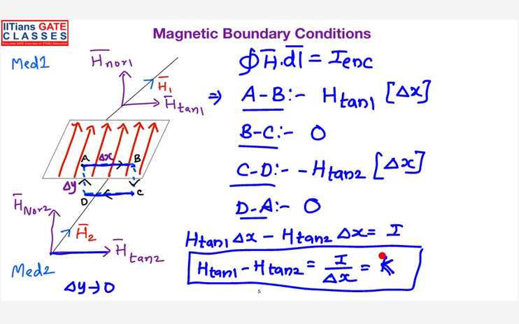So when you are considering a surface current density, you should consider a dimension which is perpendicular to the current. You can see here current is flowing in this direction. When surface current density is defined, you should consider a perpendicular dimension. So H tan 1 minus H tan 2 is equal to K. So this is your first boundary condition.